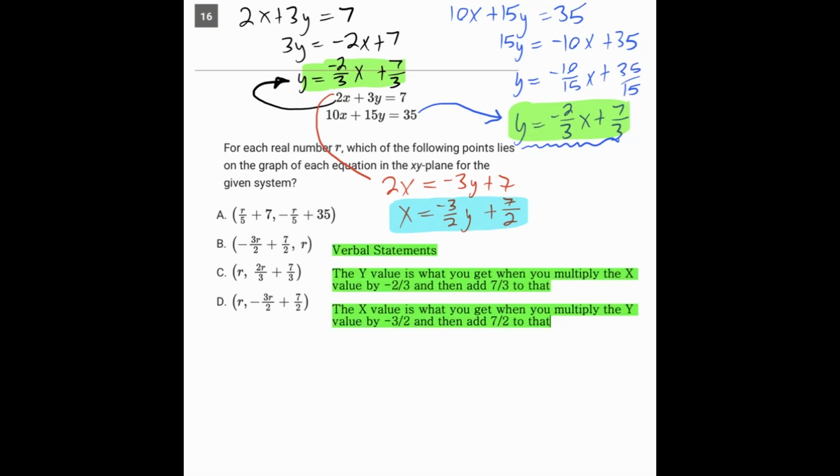So now, which answer matches that? Looking at the answer choices, if you look at, let's say, C, for instance, this one says the y value, which is this thing. This is the y value because it's after the comma. The y value is what you get when you multiply the x value, which here happens to be r. You're taking that x value, you're multiplying it by 2/3. Now we already messed up because we were looking for the y value is what you get when you multiply x by negative 2/3. So multiplying x by 2/3 gets rid of that one.